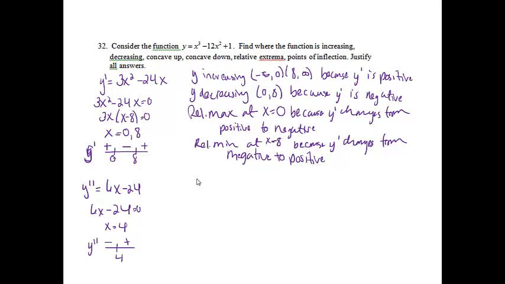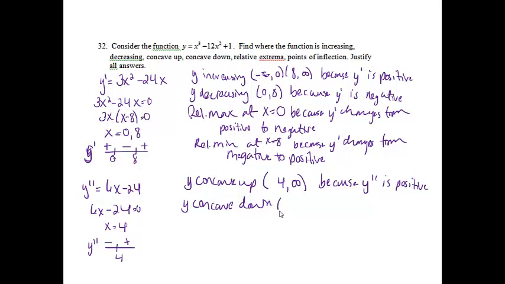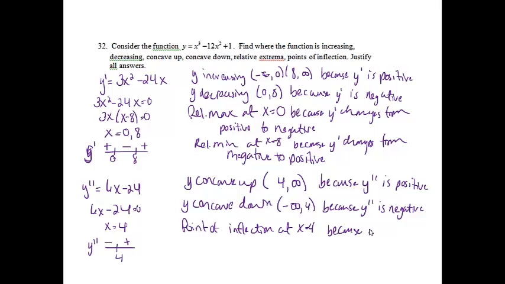Now let's look at the y double prime chart for concavity. So I can say that y is concave up from 4 to infinity, and I was looking at my y double prime chart to do that because y double prime is positive. Okay, and then y will be concave down from negative infinity to 4, and that will be because y double prime is negative. And then there will be a point of inflection because y double prime does change sign. So we'll have a point of inflection at x equals 4.